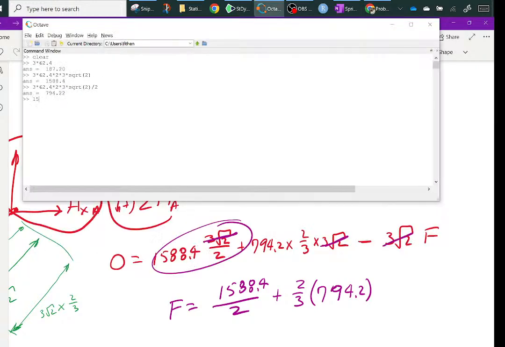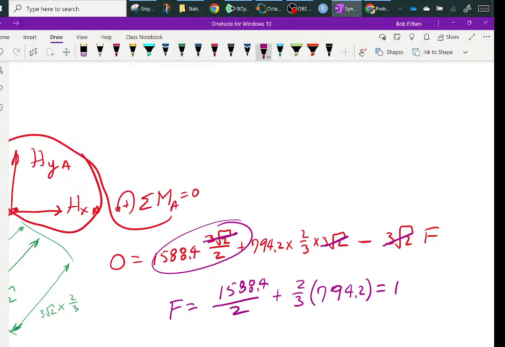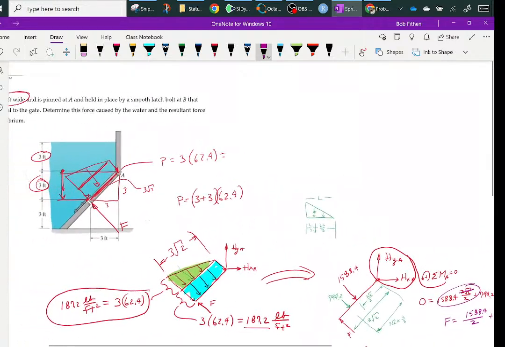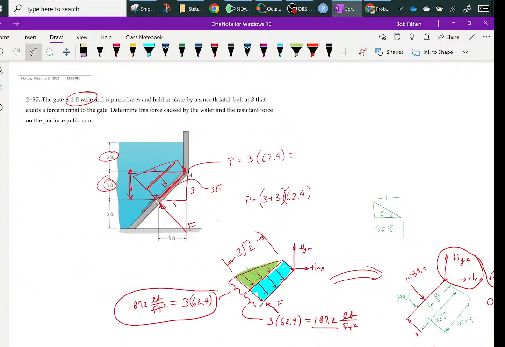Okay, 1588.4 divided by 2, plus 2 divided by 3 times 794.2. That's 1323, roughly. I'm just going to say 1323. And I don't even know, I have no idea what the answer is or anything like that.